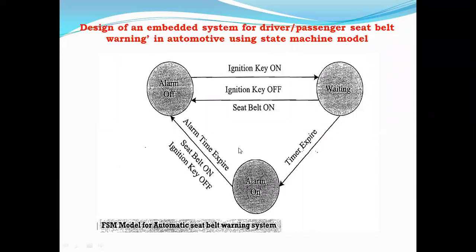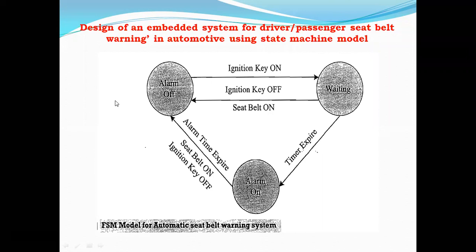In the exam, they will ask you to design an FSM model, right? So just go through the textbook. They have given one or three examples. Among that, I have taken two for explanation. One example I have taken is the passenger seat belt warning, right? This is also event driven. In that case, they will ask you to draw an FSM state model for seat belt warning.